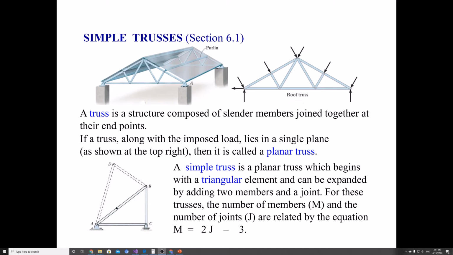So for example, in this case, if you just have A, B, C here, 2 times the number of joints, 1, 2, 3, so 6, minus 3 gives you the number of members. If you added a D joint here with these 2 members connected to it, what you would find is that now it becomes 1, 2, 3, 4. So there's 8 minus 3, or 5 members. So 1, 2, 3, 4, 5. And there's the 5.